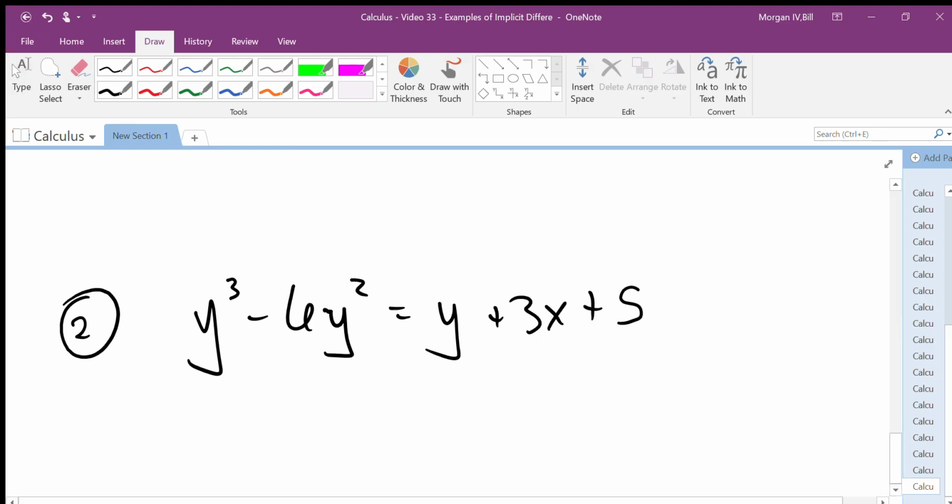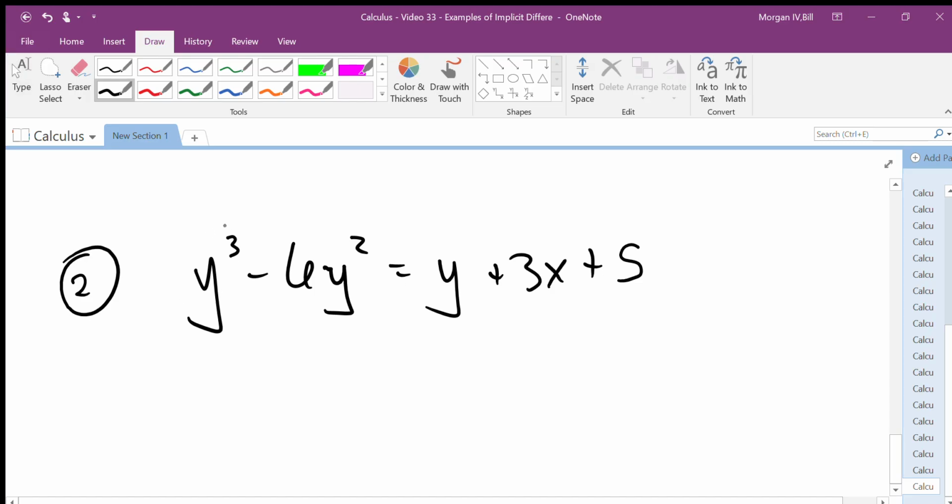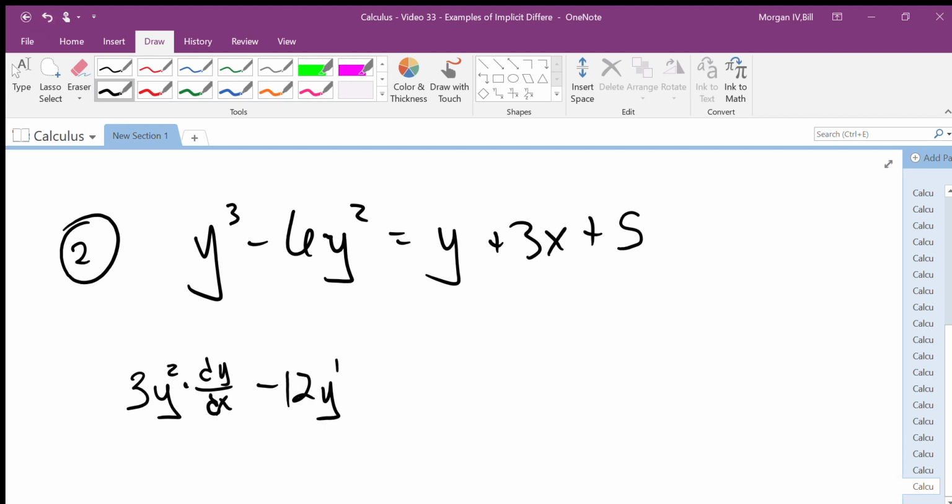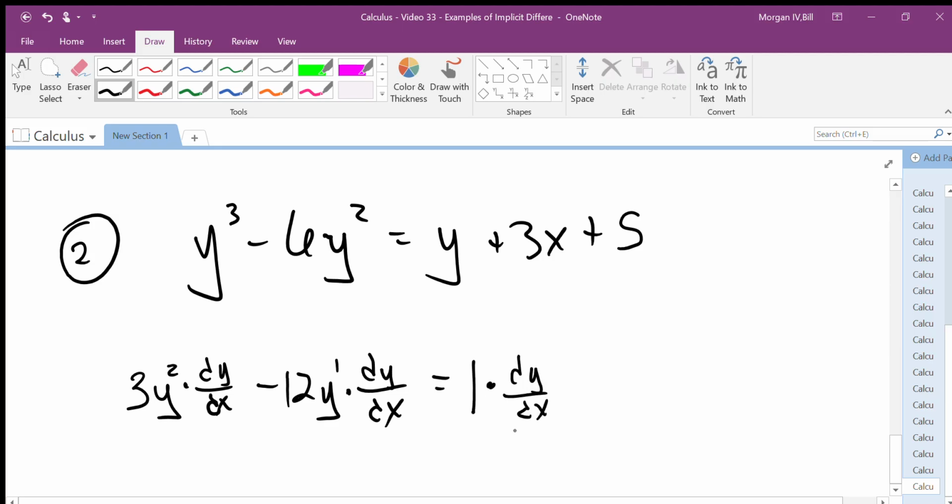Okay, so let's give it a shot. Remember that every term that has a y in it, when we take its derivative, we'll have to use the chain rule and multiply that by dy/dx. So y cubed, the derivative there is 3y squared times dy/dx. Now, -6y squared, bring the 2 down, so that's -12y to the first power times dy/dx. Equals. The derivative of y is 1, but we still have to multiply it by dy/dx.